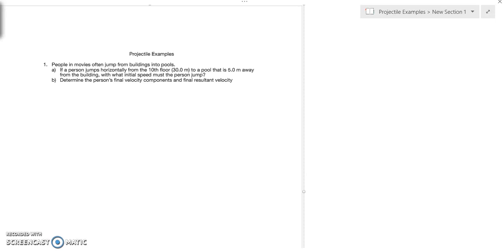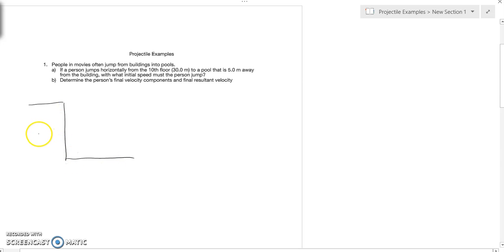Okay, let's go through the projectile examples. The first one, we've got somebody running off the top of a building and falling into a pool. So I always start by drawing a picture. Okay, we're given the height of the building is 30 meters.